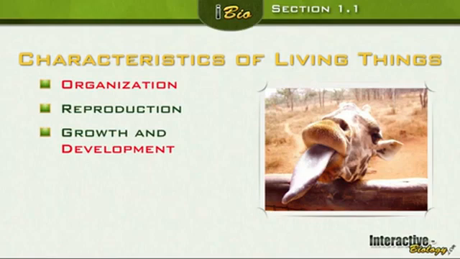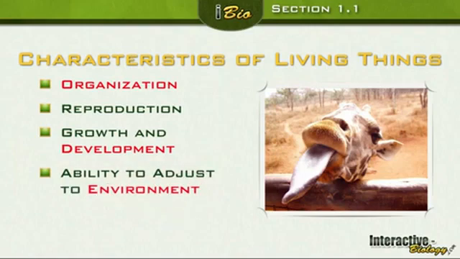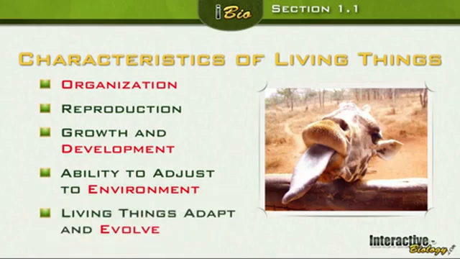All right, you guys are perfect. Number 4, the ability to adjust to environment. What's number 4? The ability to adjust to environment. Okay, so now that can sound kind of messy when we sing it. So all we're going to do is just say adjust to environment. What are we going to say? Adjust to environment. And then number 5 is living things adapt and evolve. And we're just going to say adapt and evolve. What's number 5? Adapt and evolve.